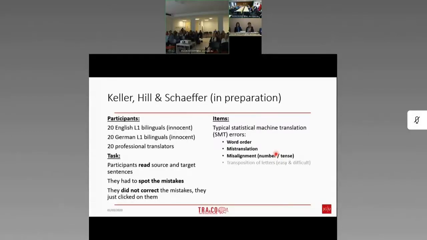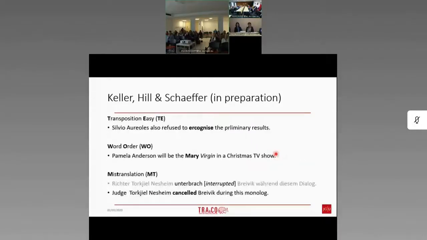They had to read source and target sentences, and they had to simply spot the mistakes. They had to click on the word that they thought had a mistake, an error. They did not actually type, so they just had to click. And we included typical SMT errors, so word order was difficult for SMT, mistranslation and misalignment, so number and tense alignment, for example. And then we had two control conditions, which I'll talk about here.